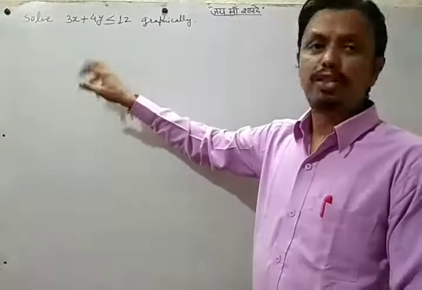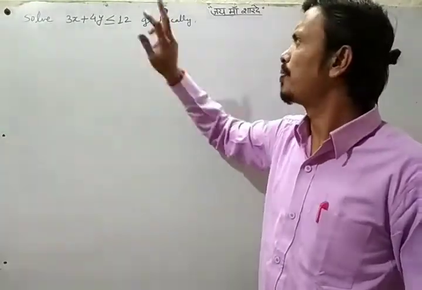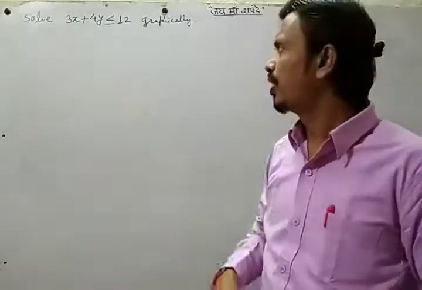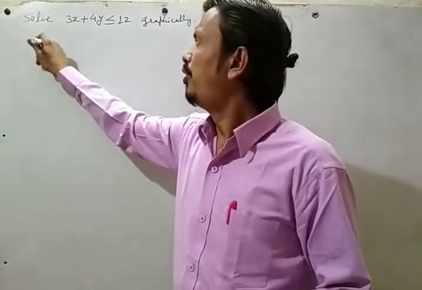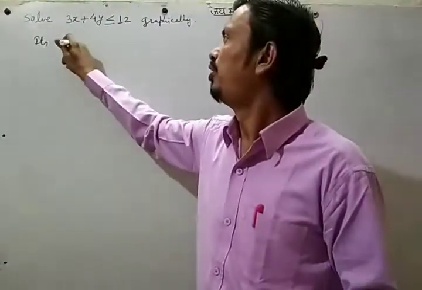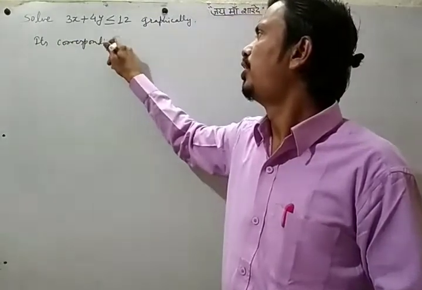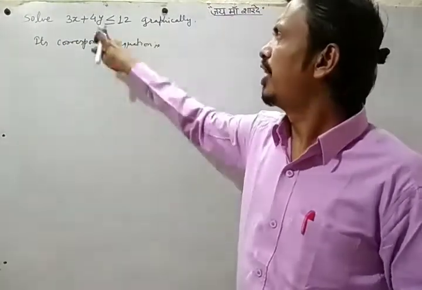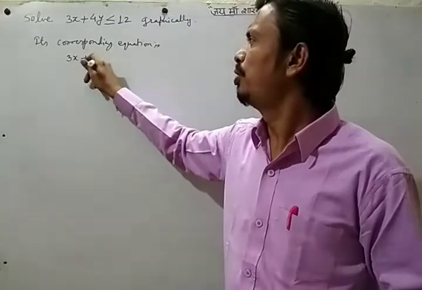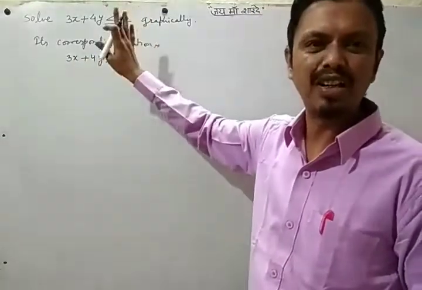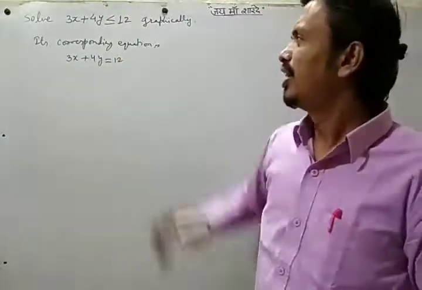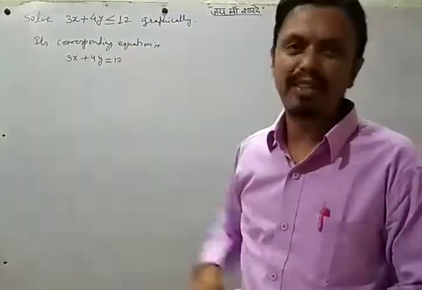Okay, you have to find the solution of the inequation 3x + 4y ≤ 12 graphically. We solve this inequation graphically. So first of all, we have to find its corresponding equation. Whatever sign of inequality is there, less than or more than, we convert it into an equal to sign. So we get one equation, and it is the corresponding equation of the given inequation.